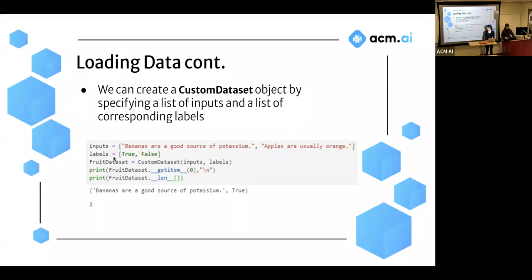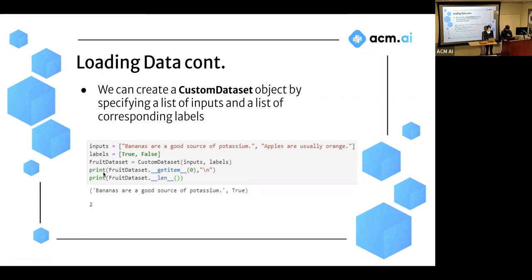Then essentially all we have to do is just call upon the custom data set function that they've already defined for us and input what our inputs are as well as our labels, right? And then this will become our new data set, which is our fruit data set. So this is a nice thing you can do if you just want to be able to create your own data sets to train on.